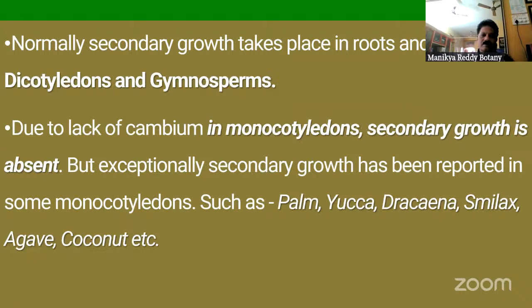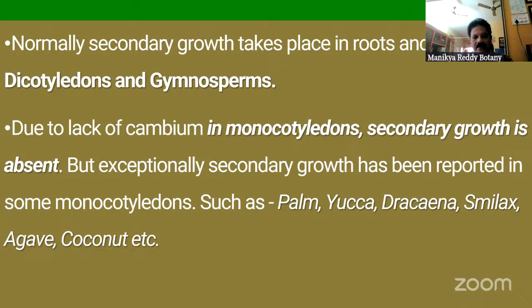But in monocots, secondary growth is absent. Why? Because there is no cambium. Since the vascular bundles are closed, there is no strip of cambium present between xylem and phloem. That's why secondary growth is absent in almost all the monocots.